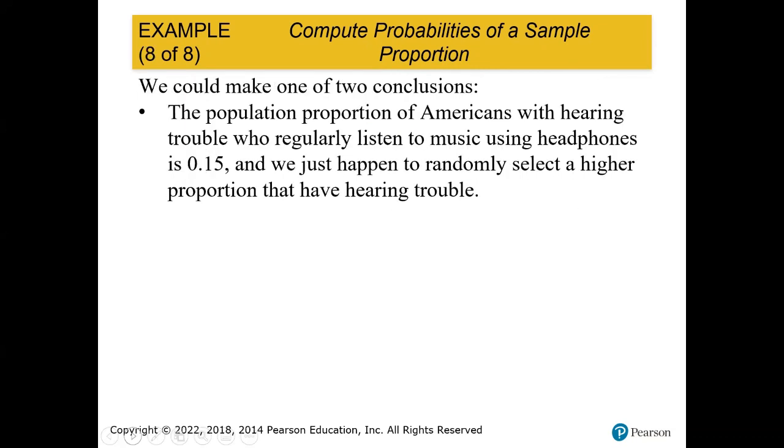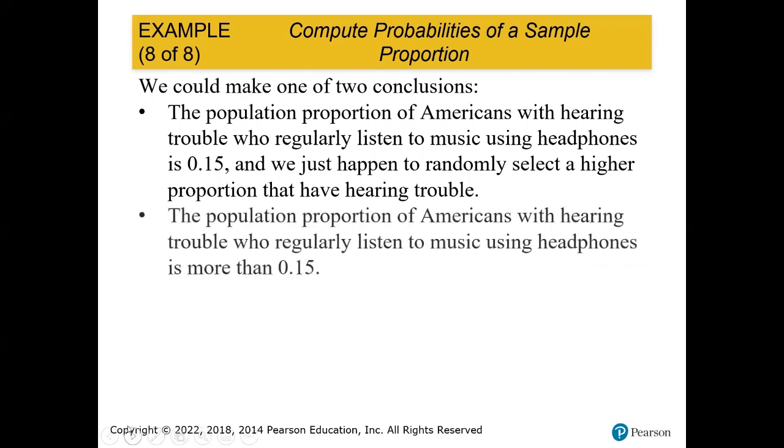Two conclusions we could make. The population proportion of Americans with hearing trouble who regularly listen to music using headphones is 0.15, and we just happened to get a higher proportion. Or maybe the proportion of Americans with hearing trouble from those that listen to music using headphones regularly is actually more than 0.15. Because we've added a different stipulation here, that they listen to music through headphones regularly, maybe that has impacted their hearing more than the average person. That could be something you could research.